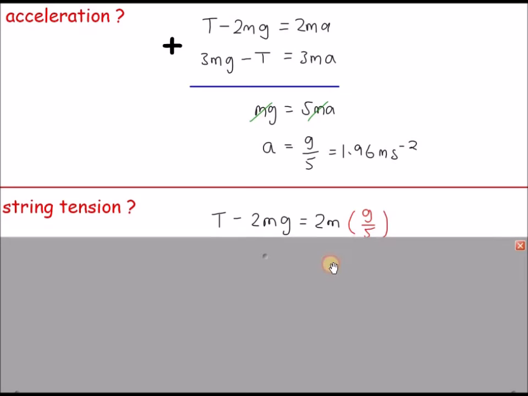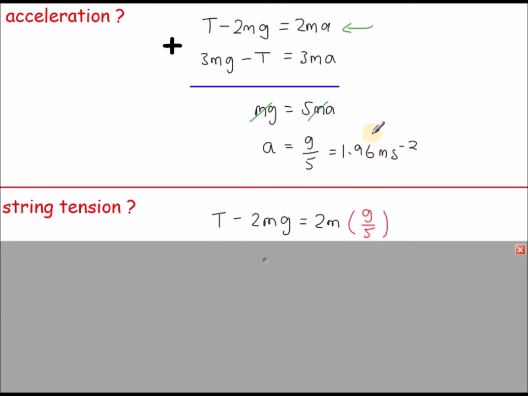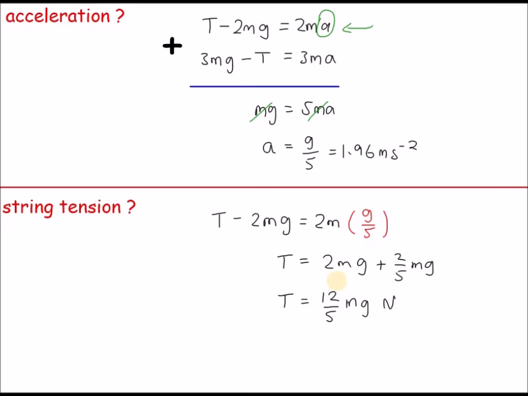So to work out the tension in the string, if I take this equation and I substitute in the value of a into here, like so, we get the tension as 12/5 mg newtons. This is the exact value of the tension. Now you can multiply the 12/5 by 9.8 for g, but we don't know the value of m, so we have to leave our tension force in terms of m.